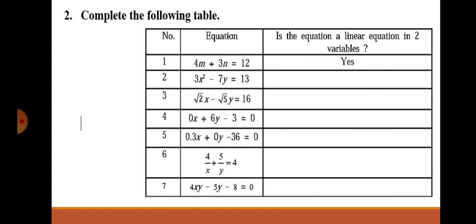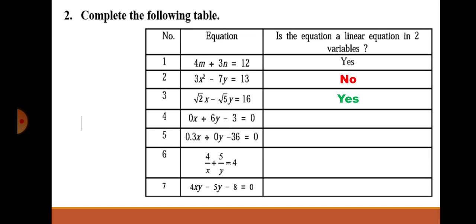Now second question is complete the following table. Some equations are given. We have done this equation in the introduction part. So I have given again to make you understand more when you do it by yourself. As you will see, the second equation is 3x square minus 7y equal to 13. Highest index power of the given expression is not 1, it is more than 1. So it is not a linear equation in two variables. Third one is having two variables with a real number. So yes, it is a linear equation.